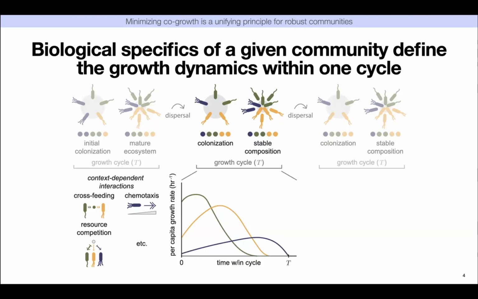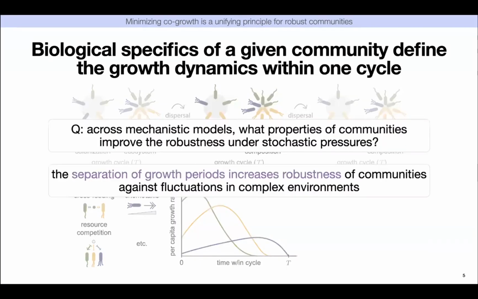And while we can take away certain pieces of them and translate that to other scenarios, they're often not as translatable across multiple systems. So in this work, what I'm going to argue is that across multiple models, if we extract away the mechanistic details, what really matters is just how much these growth curves are overlapping with one another. And that level of co-growth is going to determine how robust these communities are.